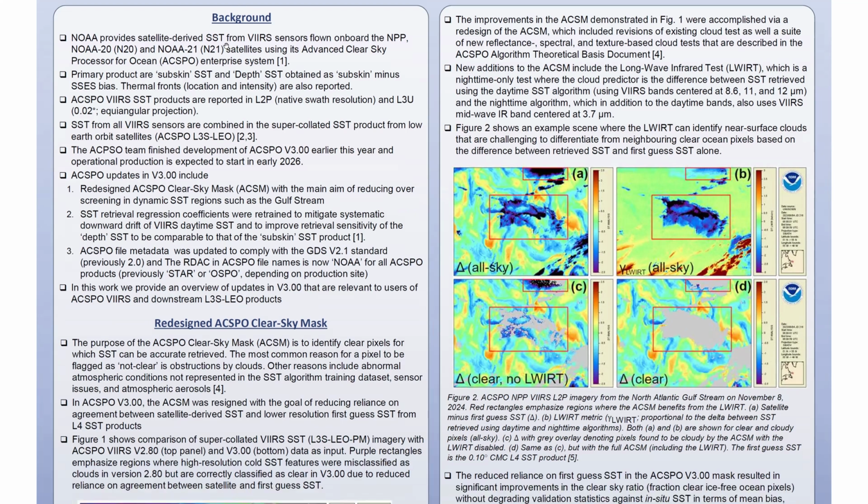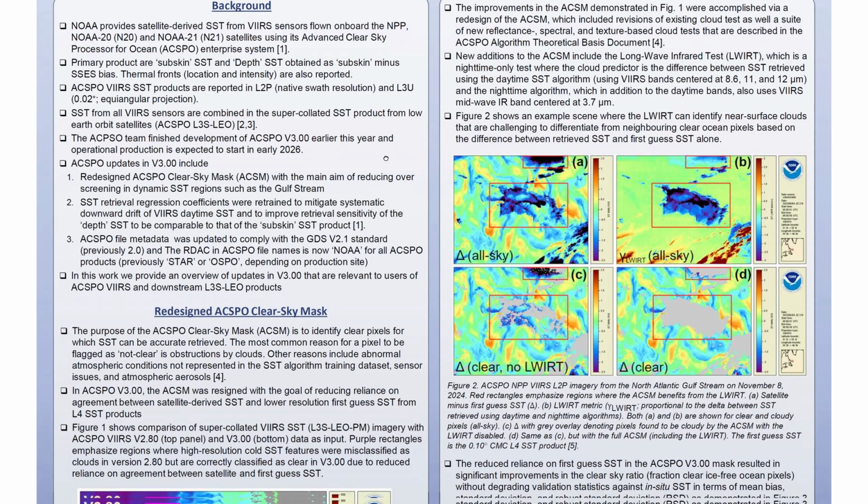NOAA provides satellite-derived SST from VIIRS sensors flown on board the NPP, NOAA 20 and NOAA 21 satellites using the ACSPO enterprise system. The primary product is subskin SST, and then there's the depth SST, which you obtain by taking subskin SST and subtracting SCS bias. We also report thermal fronts, both location and intensity. ACSPO-based products are reported in native swath resolution as L2P and L3U 0.02 degree equiangular projection.